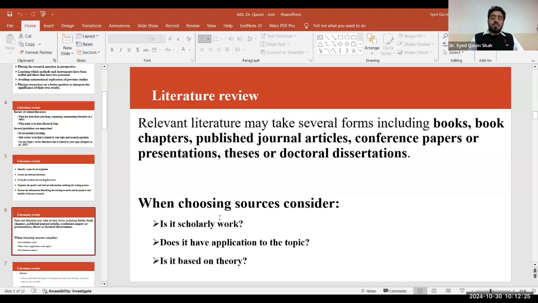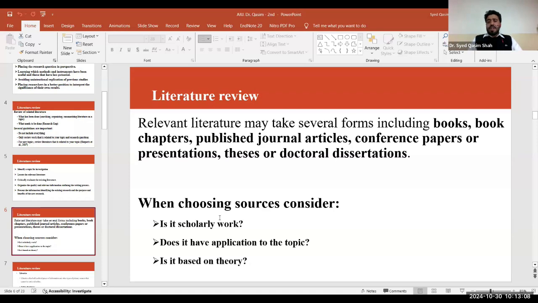Now, whenever we are talking about literature review, a lot of literature is available in the form of books. These are the real sources of information, or the real sources of literature. They are books, book chapters, published journal articles. Obviously, whenever we are talking about published journals, we always go for already indexed journals, right? Either they are Scopus journals or they are listed in the journal master list. So that shows that very important issues have been discussed.